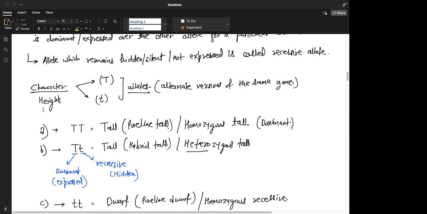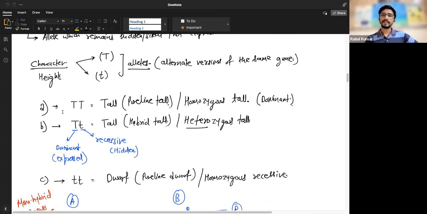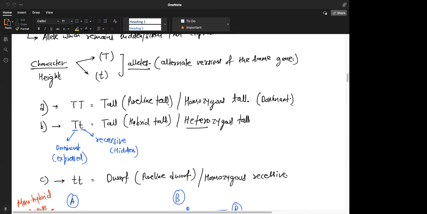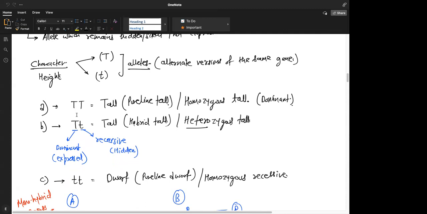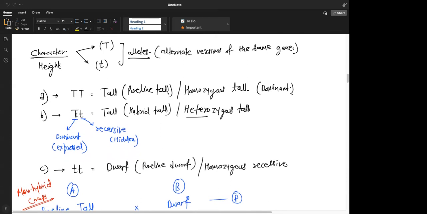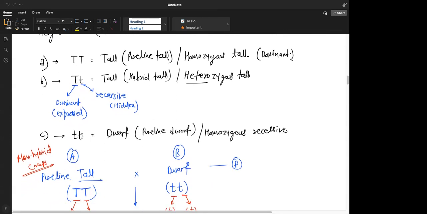So if we take homozygous tall, homozygous means both the alleles are same and dominant. Homozygous means same, and tall is a dominant character, so both those alleles are capital T, capital T. If we take heterozygous tall, one is dominant, one is recessive. Then we took one more, the third possibility. Both are recessive means dwarf. Then we did crossbreeding between them.